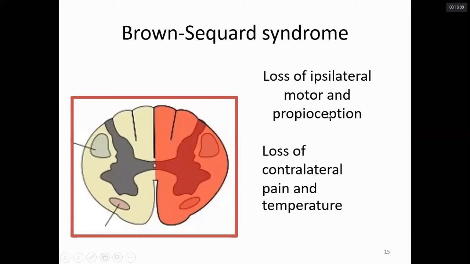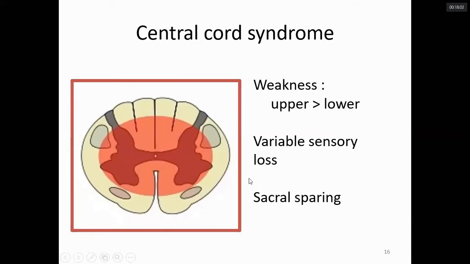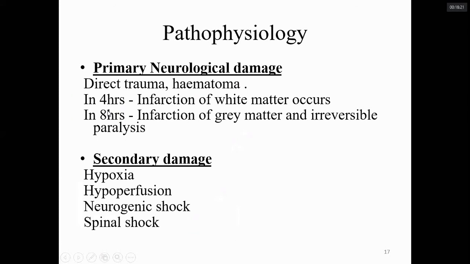Coming to the pathophysiology of the spinal cord injury, basically the primary neurological damage is because of the direct trauma, in the form of hematoma. If it is present within 4 hours, there is infarction of the white matter, and if it is present at 8 hours, infarction of the gray matter, and there is irreversible paralysis of the muscles. And secondary damage is because of hypoxia, hypoperfusion, neurogenic shock, or spinal shock.